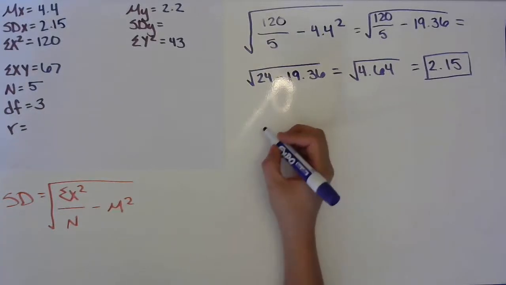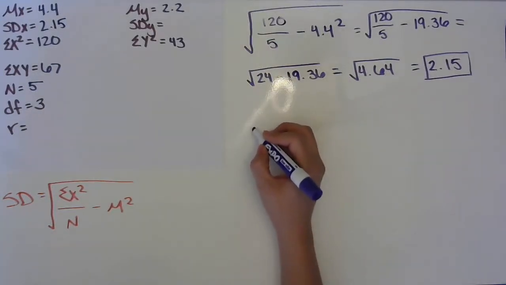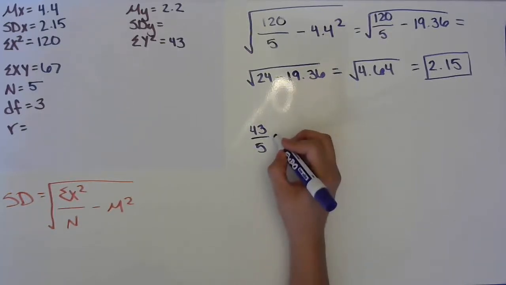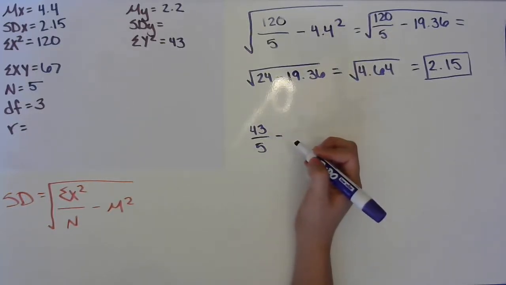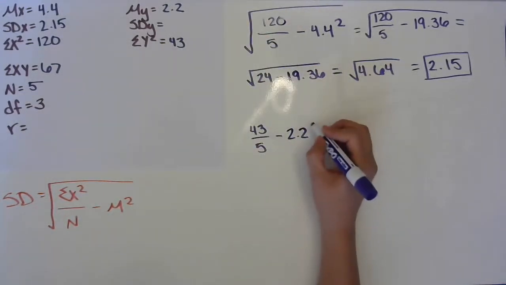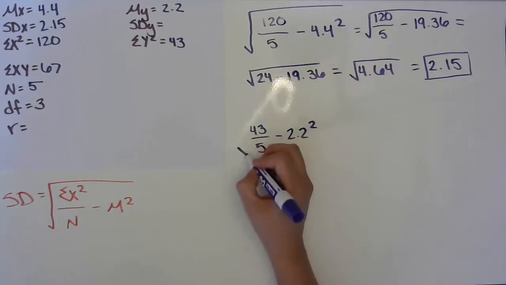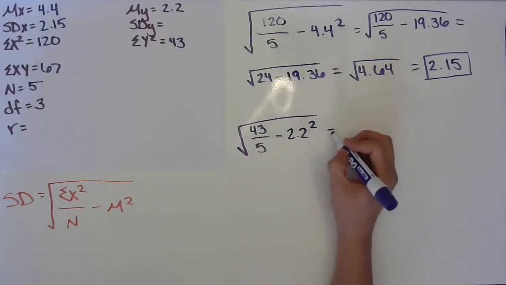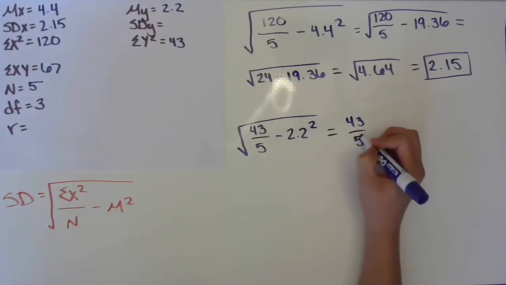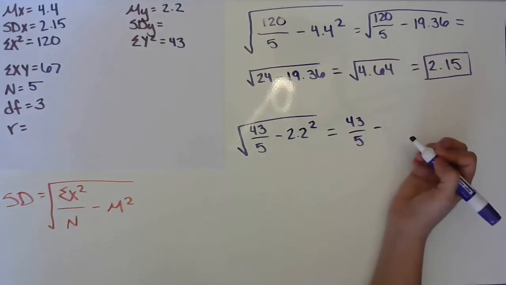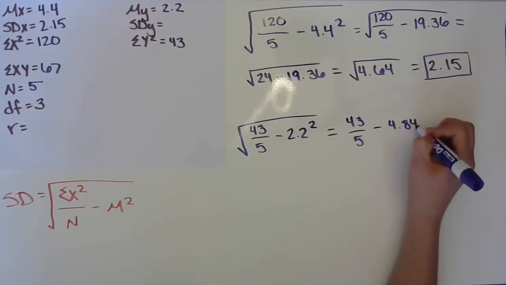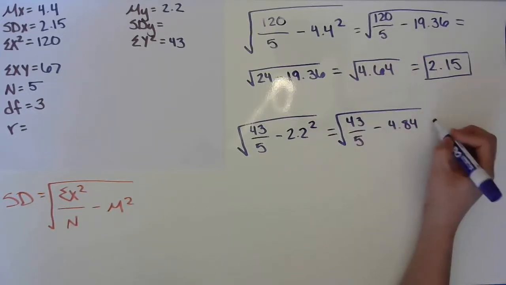Okay, now let's find the standard deviation for Y. So we're going to do that whole thing all over again. So we've got 43 divided by 5 minus our mean for Y, which is 2.2, and we are going to square that. Put all of that under square root. Okay, so then we have 43 divided by 5 minus 2.2 squared is going to give us 4.84. Square root all of that.